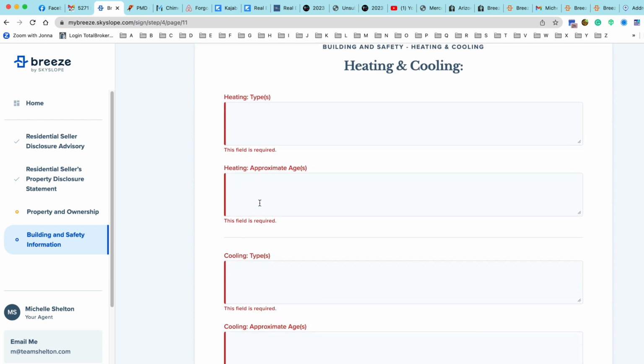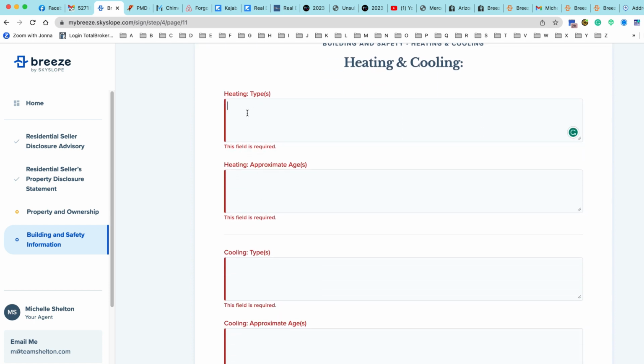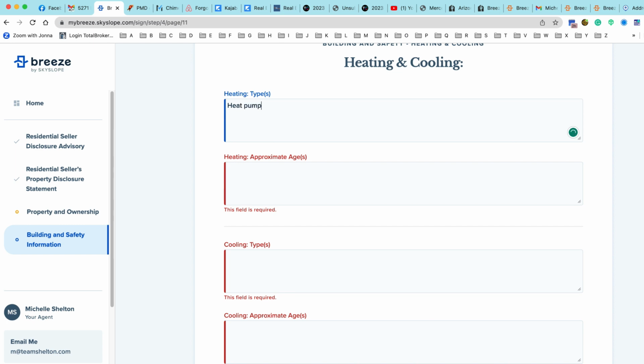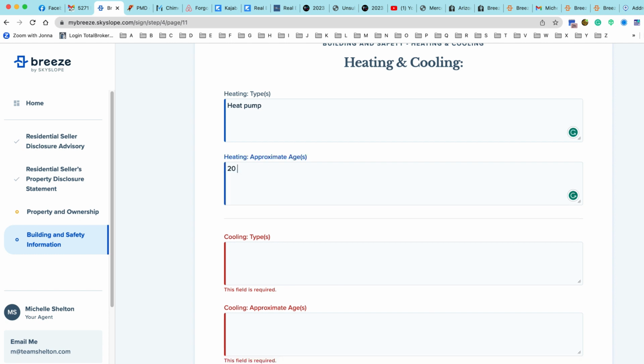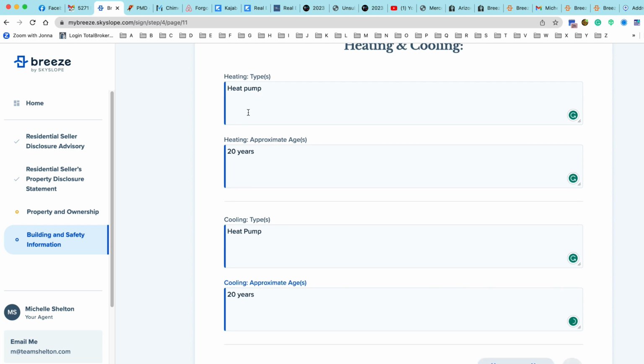Oh wow, heating type. Let's do heat pump. This could be challenging for people. Let's say 20 years. Cooling. I guess it would be a heat pump too. I don't know that much about cooling. I can see where this is going. These are going to be the things that are said.